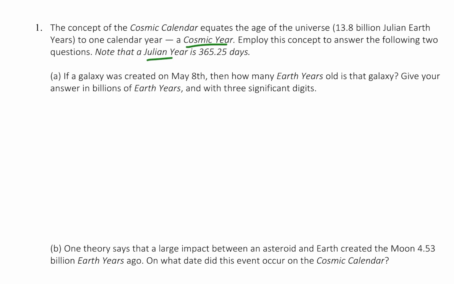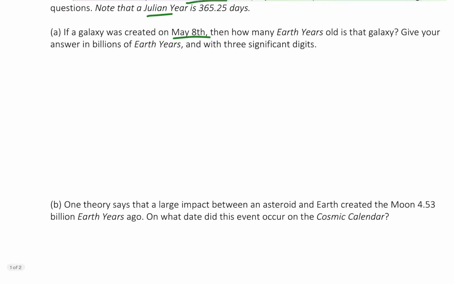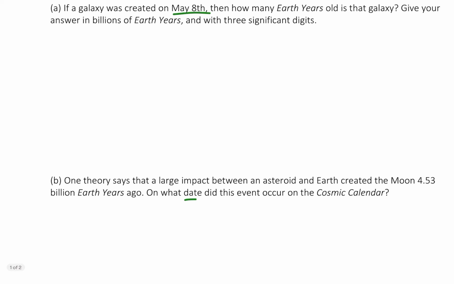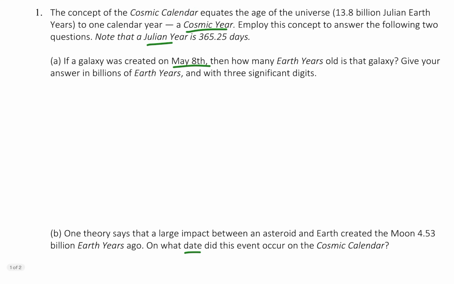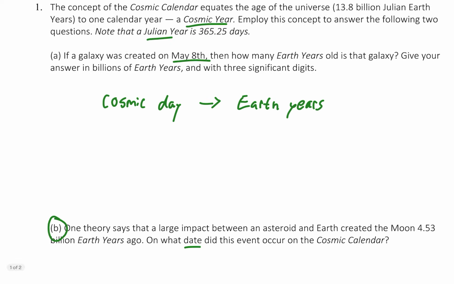So let's go ahead and think that one of the main things that we're interested in is days on the cosmic calendar, because we're told that an event happens on May 8th on the cosmic calendar, and then we're also asked for the date of an event. So what we really want is a conversion from a cosmic day to a number of Earth years. All right? So let's just discuss how to do that conversion factor, and then I'll give one other tip about an area that you might get stuck on in part B, and then we'll be done with problem one.